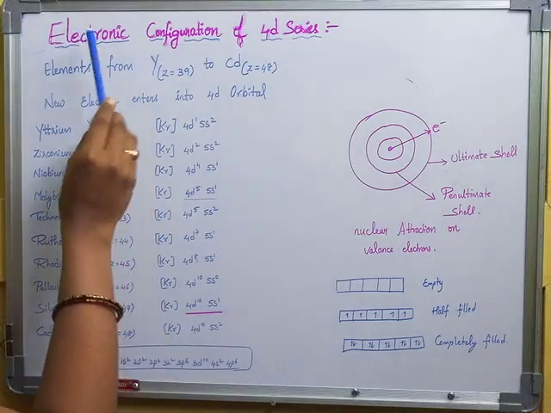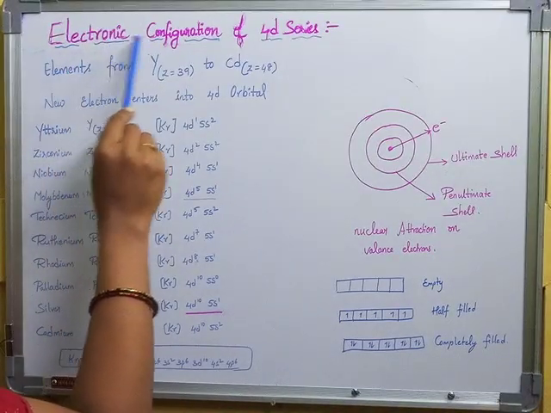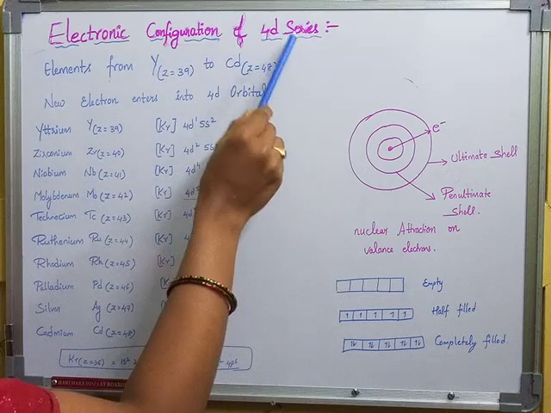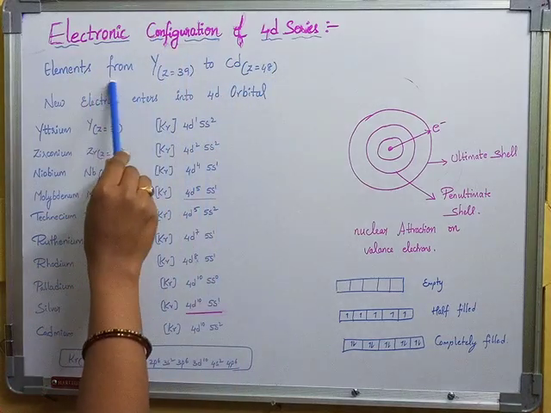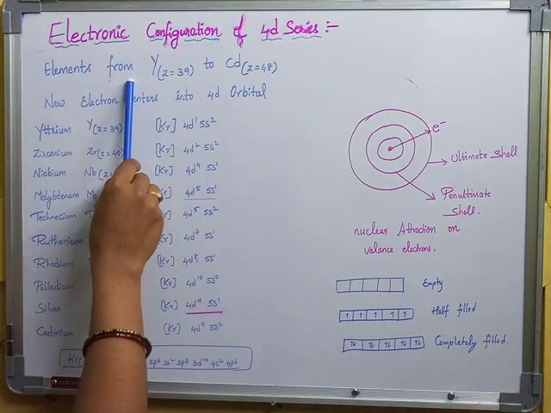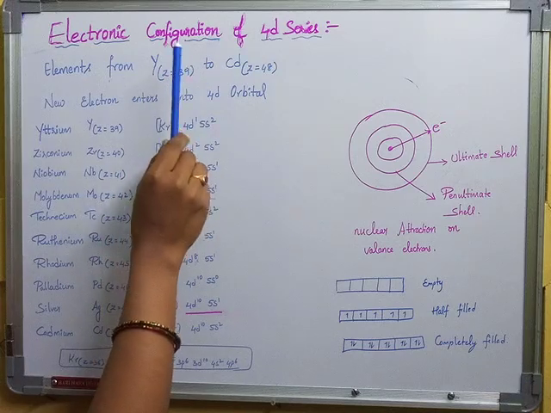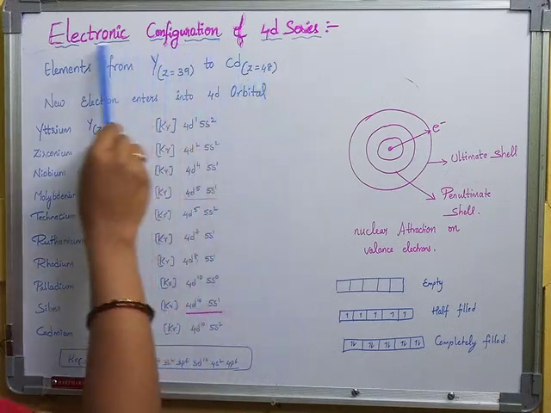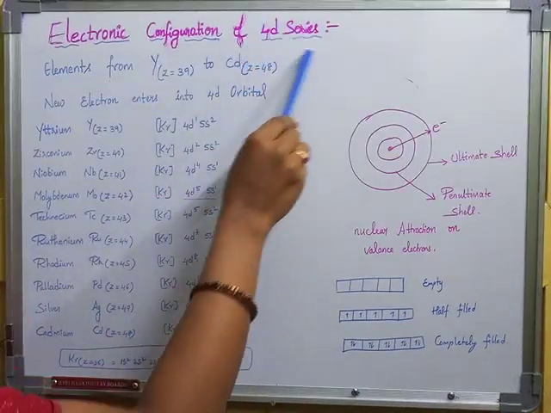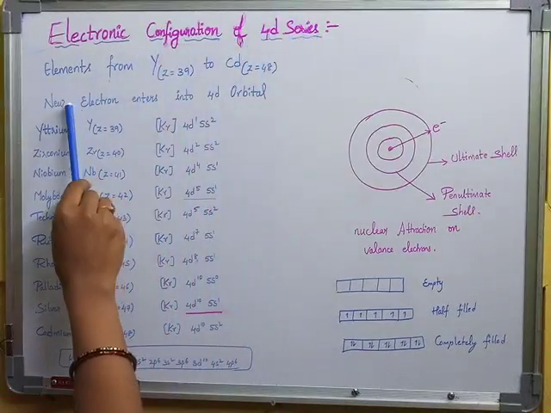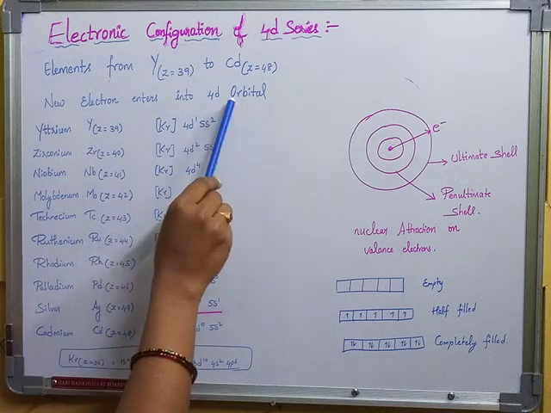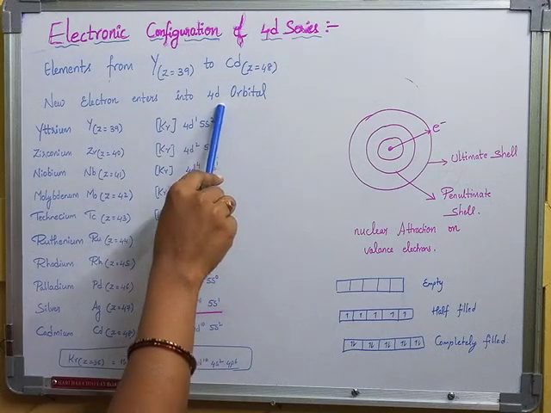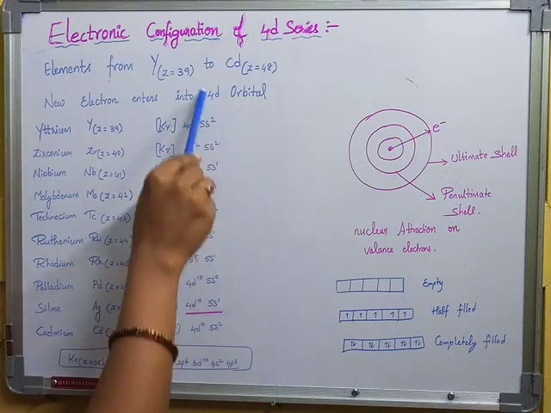Hello students, today we are going to discuss the electronic configuration of the 4d series. The 4d series consists of 10 elements, from yttrium, atomic number 39, to cadmium, atomic number 48. So why do we call these elements the 4d series? Always, the new electron enters into the 4d orbital. That is the reason we call these elements the 4d series.